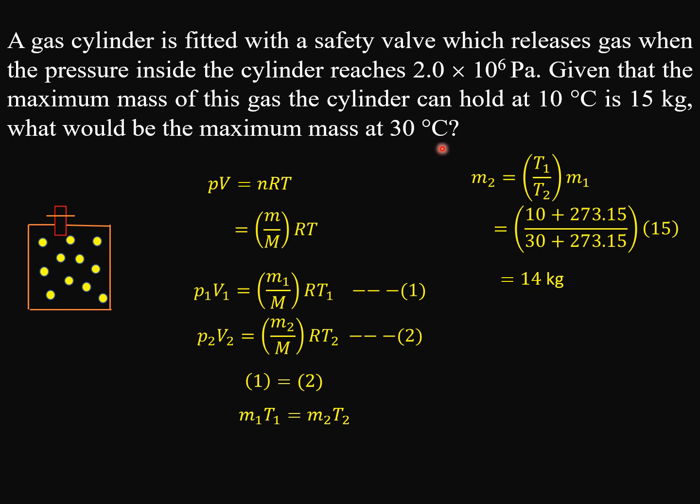Because at 30 degrees C, the molecules in the cylinder move faster, they can produce a higher pressure in the cylinder. So since we now consider two states where the pressure is the same maximum value, 2.0 times 10 to the power of 6 Pascal, but at different temperatures, at the higher temperature where the gas moves faster, the number of molecules should be less in order to get the same pressure in the cylinder.